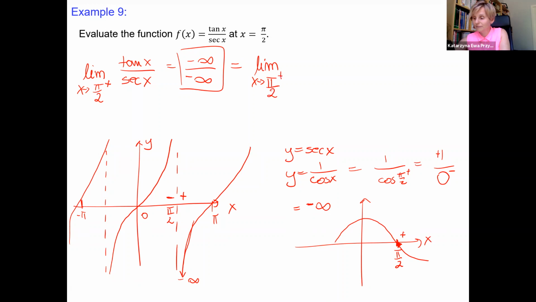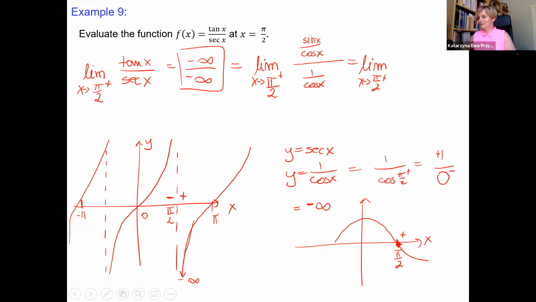Limit as x goes to pi over 2 from the right-hand side. With respect to the trigonometric function, we can definitely rewrite in terms of sine and cosine. That always gives us some options. Sine of x over cosine of x, and 1 over cosine. Okay, and we will cancel out cosine, right?